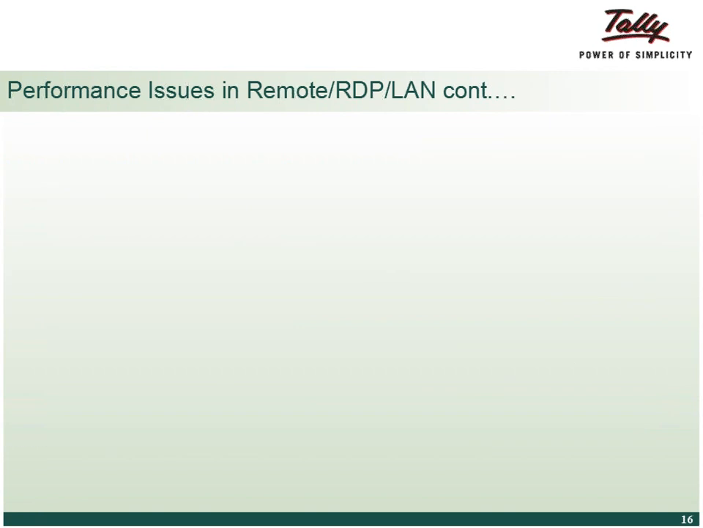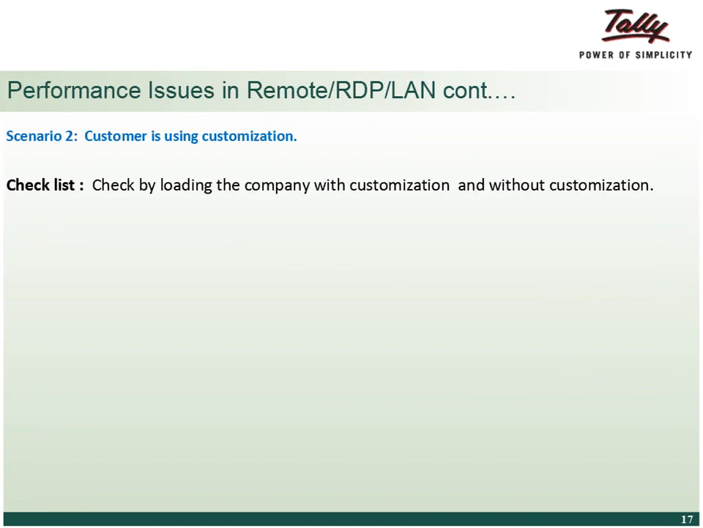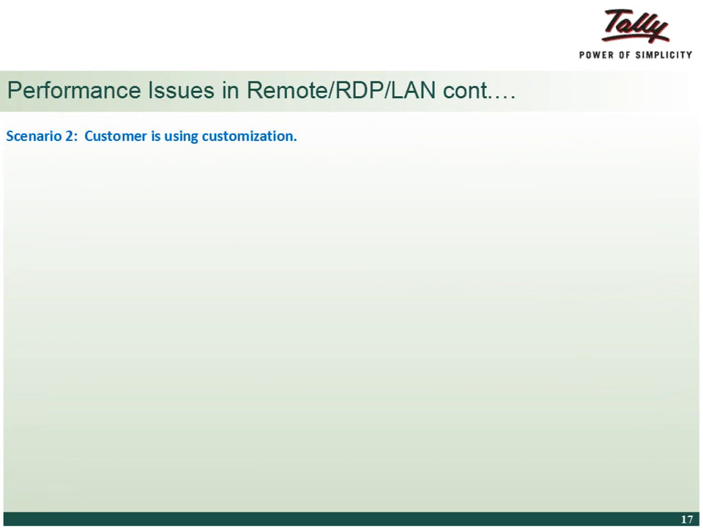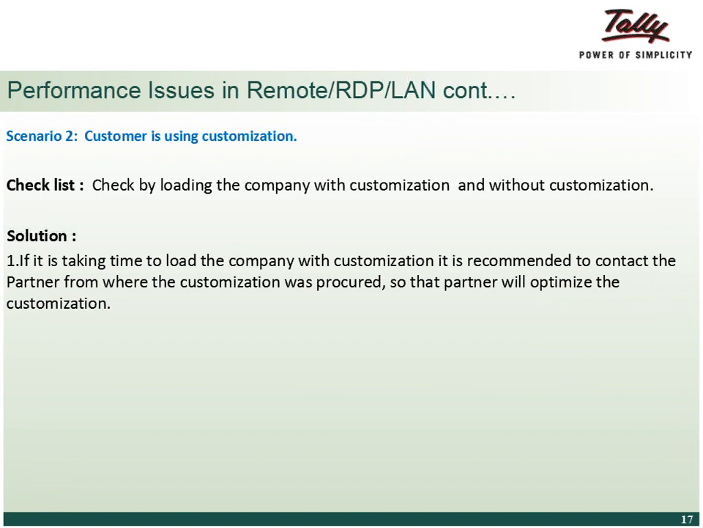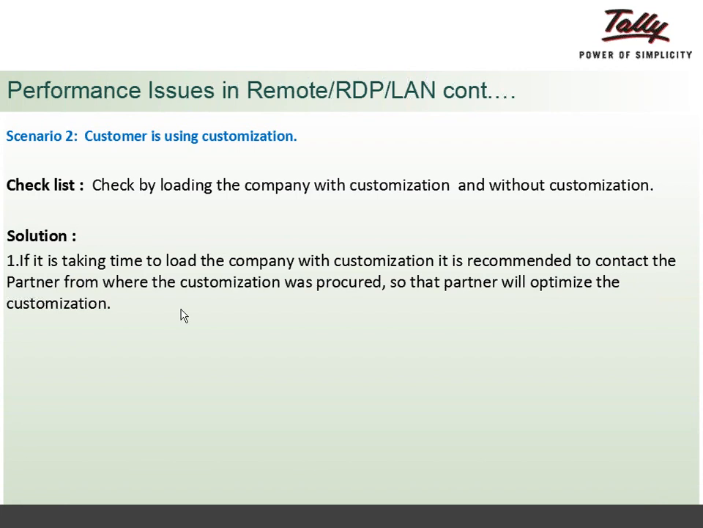Scenario 2 might be that the customer is using a customization due to which company loading is taking time. So we need to follow the checklist, that is check by loading the company with customization and without customization. First of all, we need to follow this checklist and we need to provide the solution as below. If it is taking time to load the company with customization, it is recommended to contact the partner from where the customization was procured so that the partner will optimize the customization.